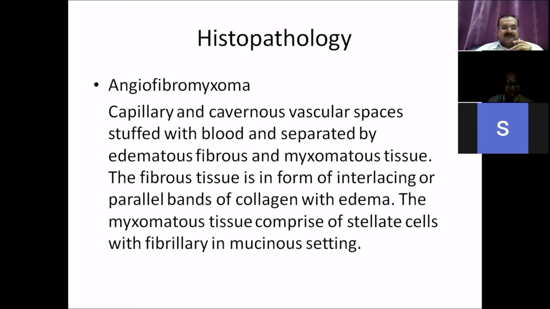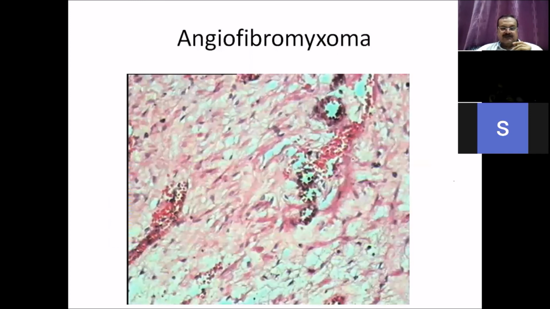So this is basically a rare tumor which has capillary and cavernous vascular spaces stuffed with blood and separated by edematous, fibrous and myxomatous tissue. The fibrous tissue is in form of interlacing or parallel bundles of collagen with edema. The myxomatous tissue comprises of stellate cells with fibrillary and mucinous stroma. So primarily it looks like a spindle cell tumor, and very rarely you will see a metastasis, or no metastasis at times.